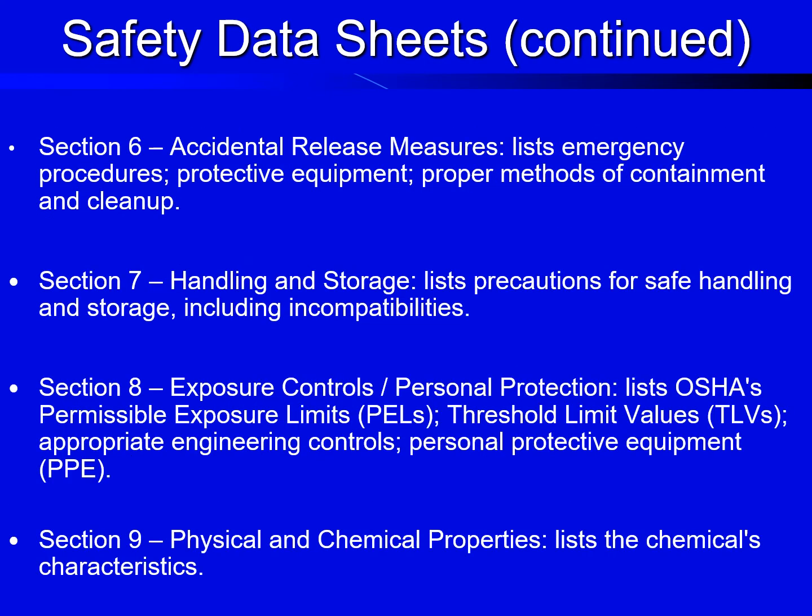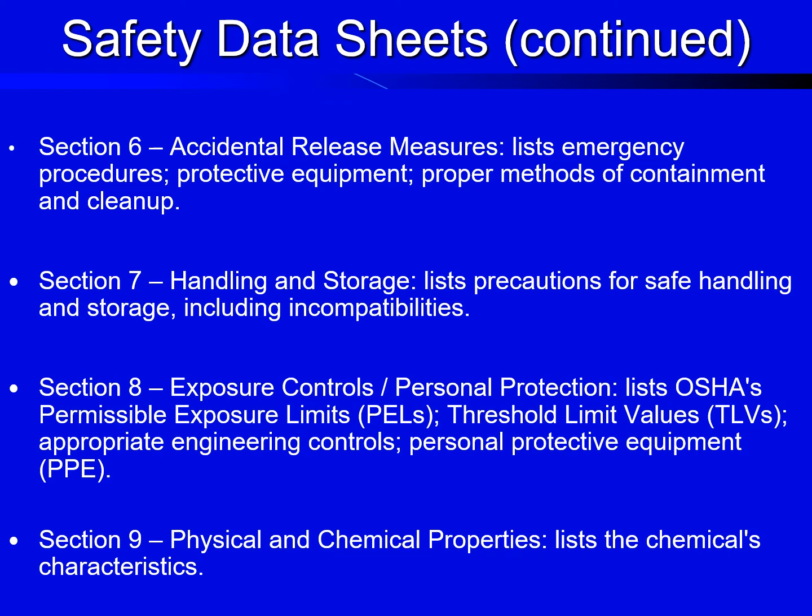Safety data sheets continued. Section 6 covers accidental release measures, lists emergency procedures, protective equipment, proper methods of containment and cleanup. Section 7 covers handling and storage, lists precautions for safe handling and storage, including incompatibilities.